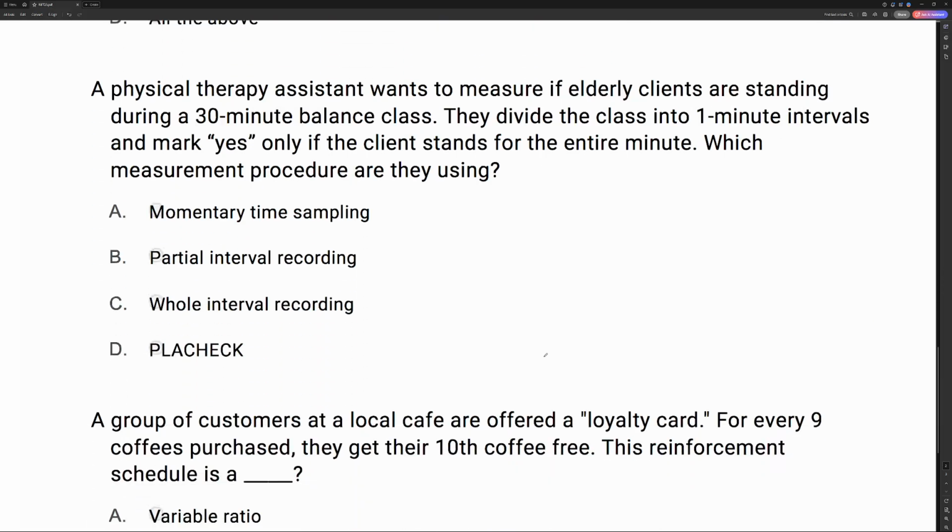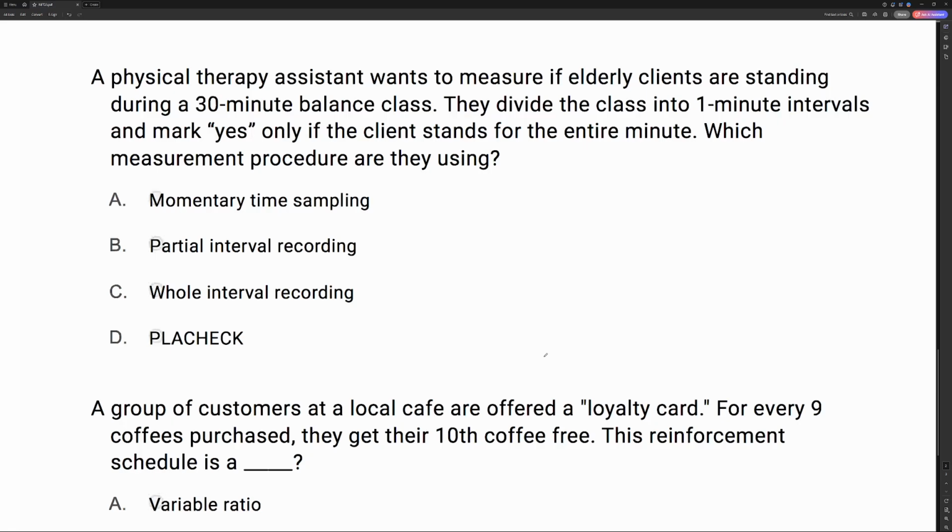A physical therapy assistant wants to measure if elderly clients are standing during a 30-minute balance class. They divide the class into 1-minute intervals and mark yes only if the client stands for the entire minute. Which measurement procedure are they using? Okay, we're looking at a measurement procedure. A physical therapy assistant is measuring if elderly clients are standing during a 30-minute balance class. And not only that, they divide the class into intervals.